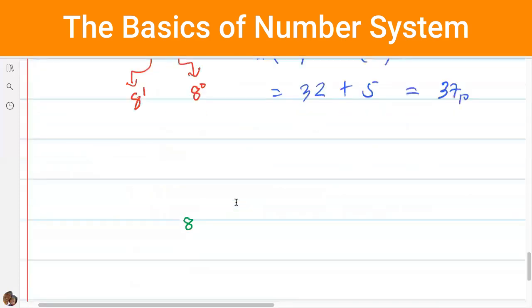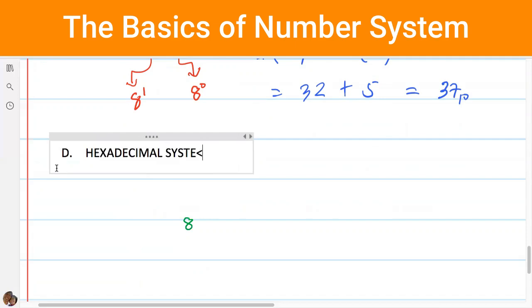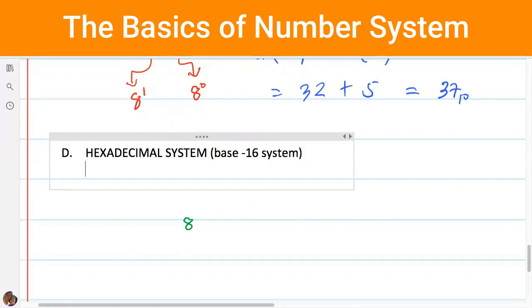Now we proceed to the last number system. We have letter D, the hexadecimal system, or commonly known as base 16. We have discussed this already: the elements of the hexadecimal system are the numbers from 0 to 9 and the letters A, B, C, D, E, F.